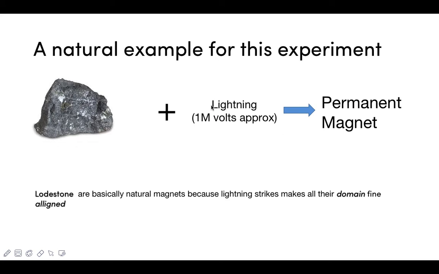A natural example for this is a lodestone which was hit by approximately 1 million volts of lightning and turned into a permanent magnet. Lodestones are basically natural magnets because the lightning strikes make all the domains aligned. I hope this is really clear now.